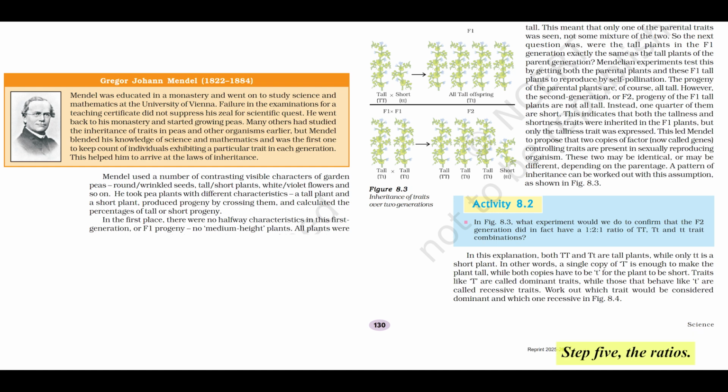Step 5, the ratios. If you look at the genotypes, you have 1 TT, 2 Tt, 1 tt. That's the 1:2:1 genotypic ratio. If you look at the phenotypes, you have TT plus Tt, which are all tall, and tt, just short. That gives you 3 tall, 1 short. That's the 3:1 phenotypic ratio that Mendel observed. So this model perfectly explains his results.